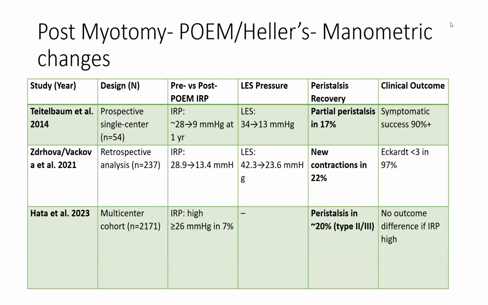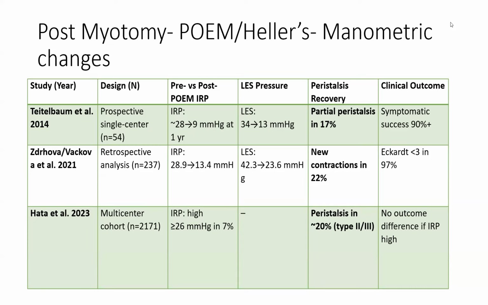What you see here is obviously the IRP will come down once you have done a myotomy. The LES pressure will come down. But what I want you to see is recovery of peristalsis. Across a lot of studies, around 10 to 15% is an average where you will see some peristalsis actually coming back. It has been high, to almost 22%. So a lot of your patients will actually recover peristalsis once you do a myotomy.